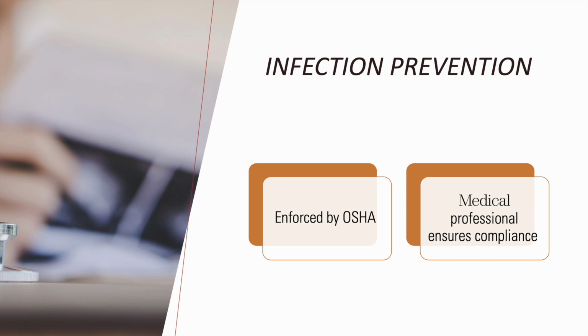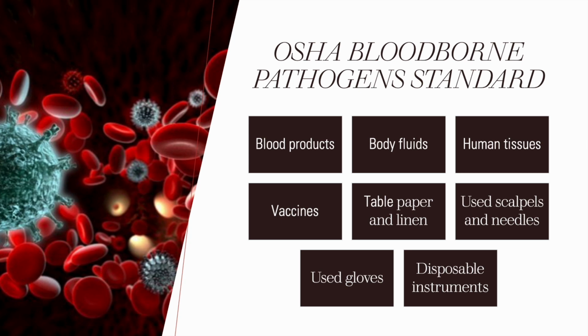compliance of these laws. To ensure that biohazardous materials do not endanger people or the environment, the OSHA Bloodborne Pathogen Standard of 1991 dictates how you must handle infectious or potentially infectious waste. Infectious waste materials must be appropriately discarded or held for processing in biohazardous waste containers. These wastes include, but are not limited to, blood products, body fluids, human tissues, vaccines, table paper and linen, used scalpels and needles, used gloves, and disposable instruments.